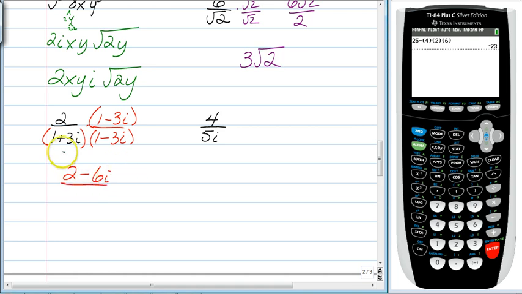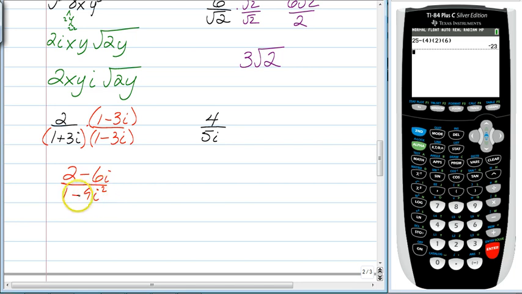Now the denominator, there's a shortcut. 1 times 1 is 1, minus 3i times 3i is going to be your negative 9i squared. You do not have to FOIL the bottom simply because the i's are going to cancel. That's the whole purpose of the conjugate. But if you're a little leery, make sure you show all your work in FOIL.